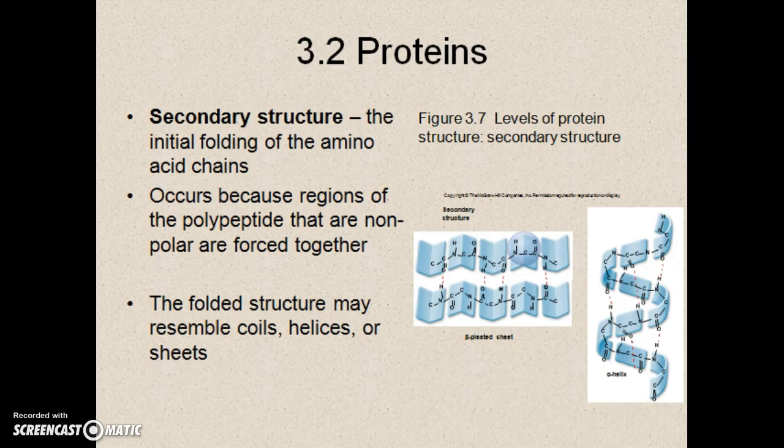So the initial folding that proteins take on is something that we call secondary structure. So proteins can either be associated on the left there in beta-pleated sheets, or on the right as alpha helices, based on which amino acids they have and where they're placed in that order in the chain.